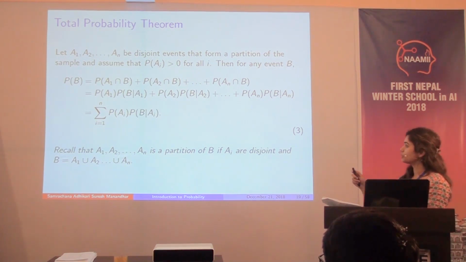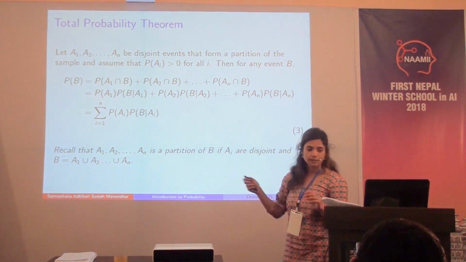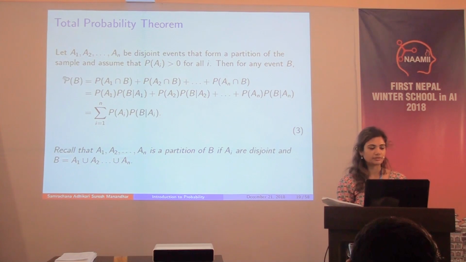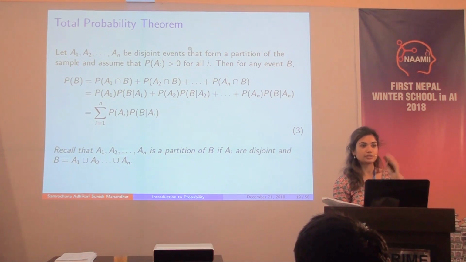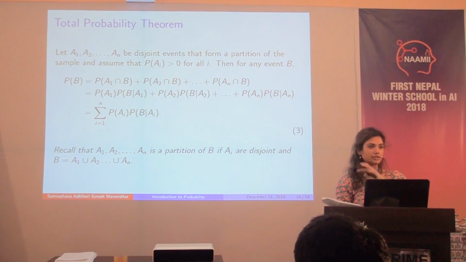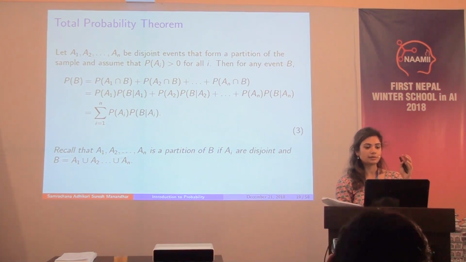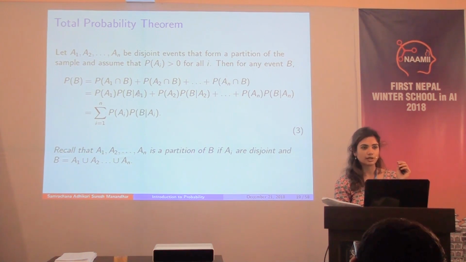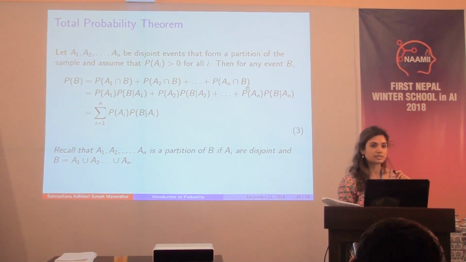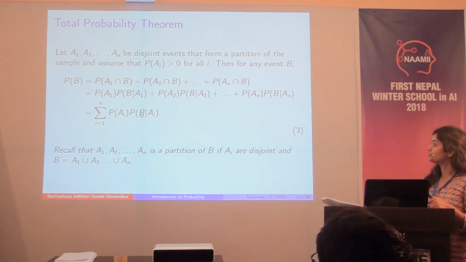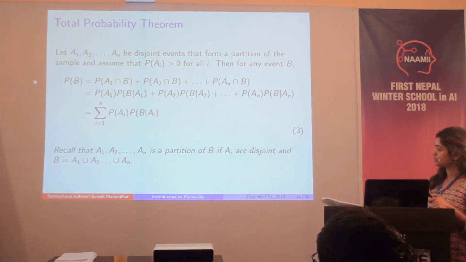And then if we're interested in taking the probability of B, and we have these n different events that are disjoint and they partition, so they split the event B into different parts that are disjoint, then we can write the probability of B, which is the marginal probability, as the sum of the intersection probabilities of these n events. So this is the law of total probability.